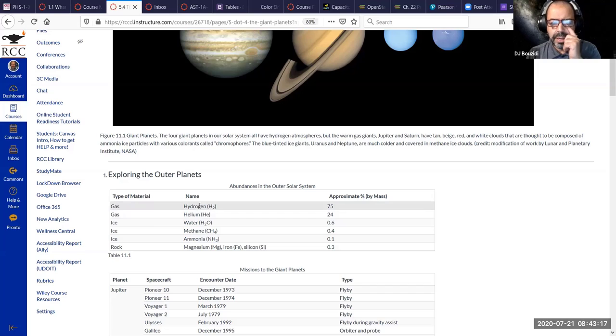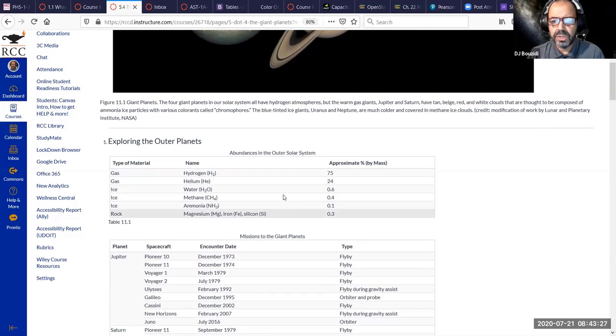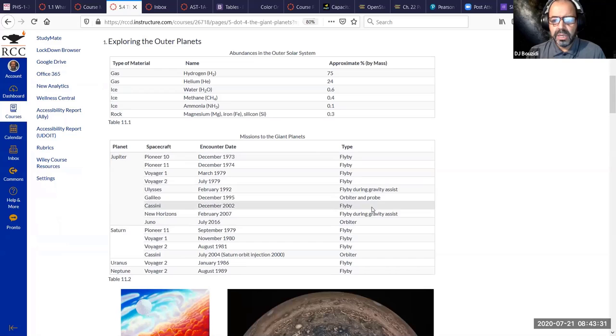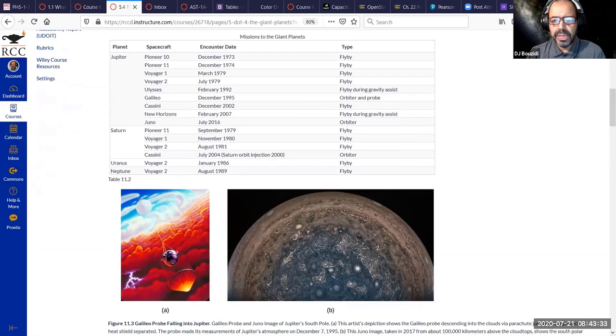So, in terms of structures, again, these are the two planets, basically, the outer planets. It's mainly hydrogen and helium, and the rest are methane and ammonia that are very small in terms of composition. Of course, water too, okay? These are the explorations.